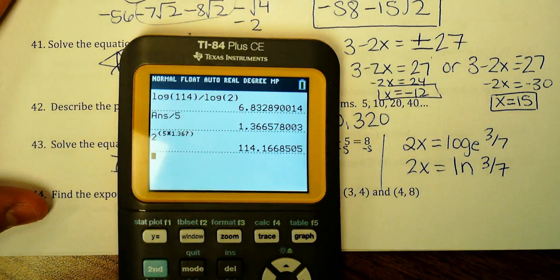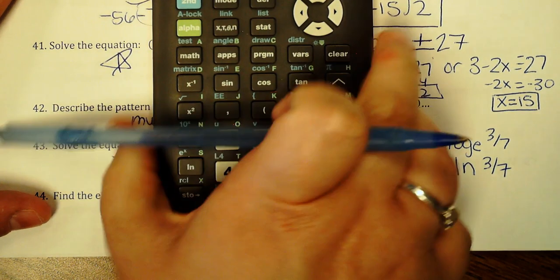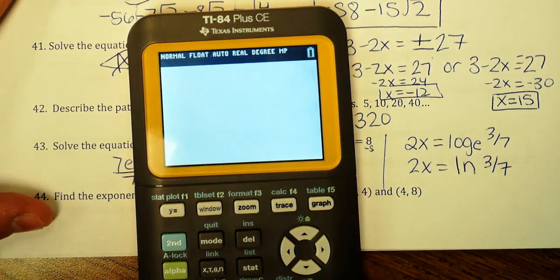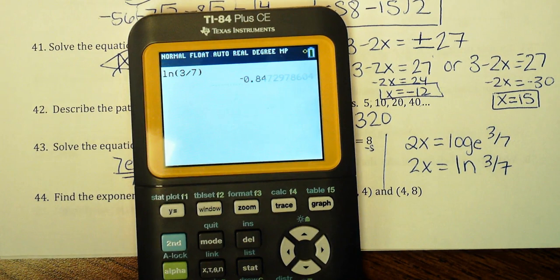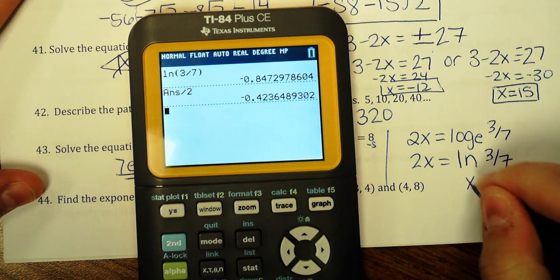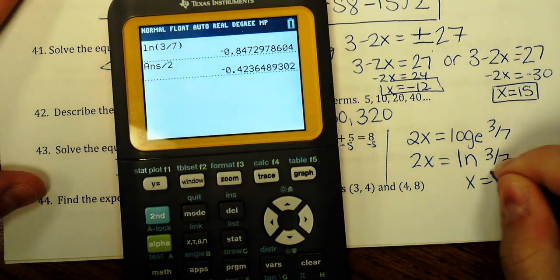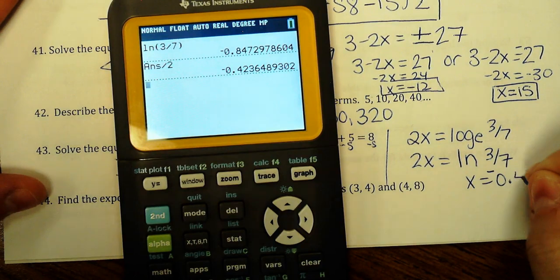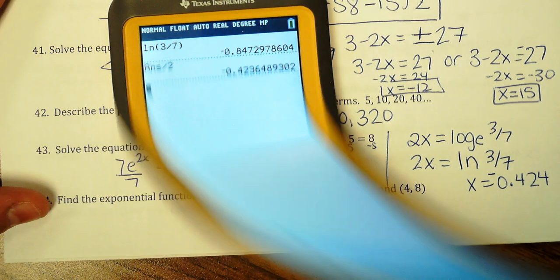Now, all we have to do, and your natural log button is right here next to the 4 if you've got any kind of a Texas Instrument, we're going to do natural log of 3/7, and then I would end up dividing that by 2, and we are supposed to round to the nearest thousandth, so that is 3 decimal places. So this would be negative 0.424. I would go ahead and round that up.